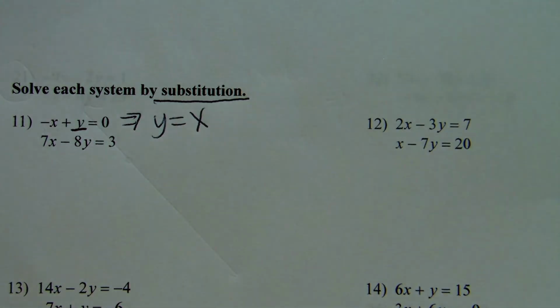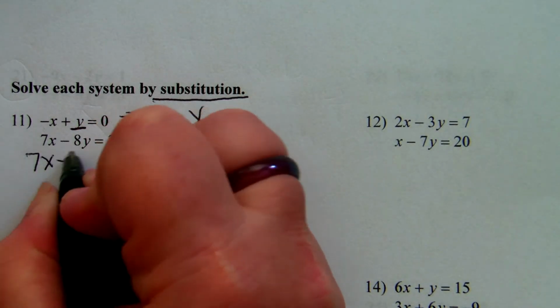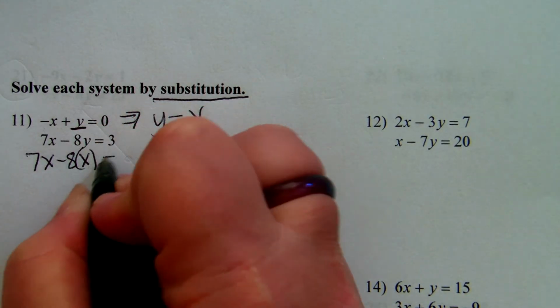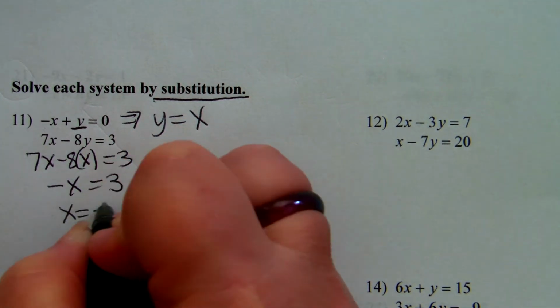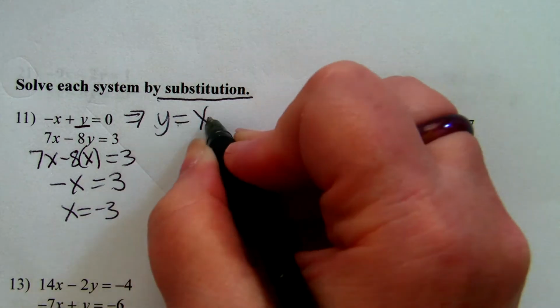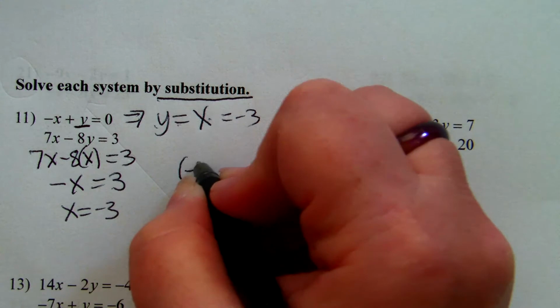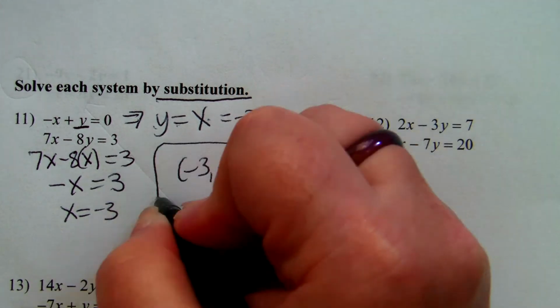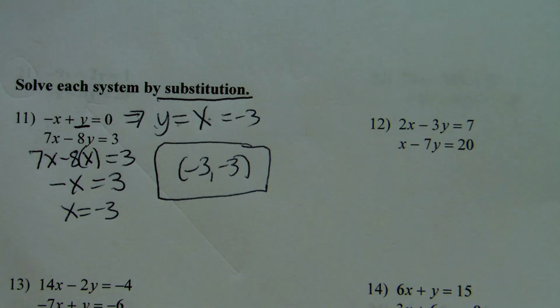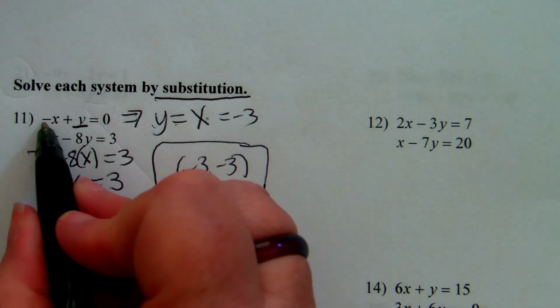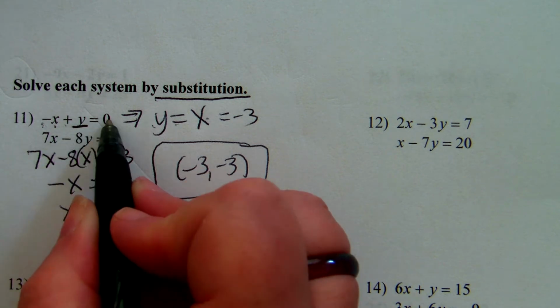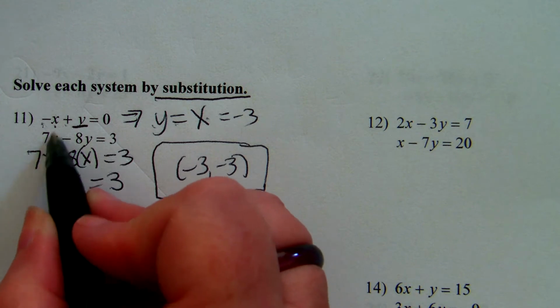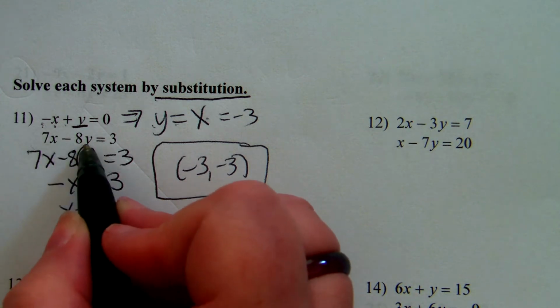So if we move the x to the other side, we get y equals -x. So everywhere you see a y, what can you put in? -x. So you get -x equals 3, x equals -3, and y equals -x. So it's (-3, -3). And if you want to check your answers, you can do the negative of -3, which is 3, plus -3 is 0. Yes. And then -21 plus 24, because the negative of -3 is 3.